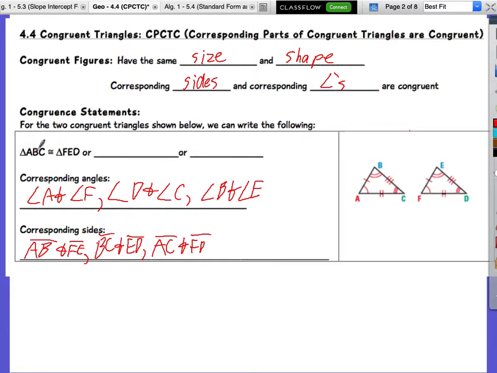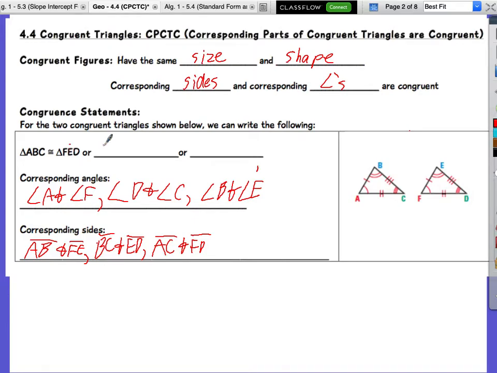The second letter B, what did angle B correspond with? Angle E. What's the second letter of the second triangle? E. So the second letters correspond too. The third letter C, angle C corresponded with what angle? D. Angle D is the third letter. Do you guys think that's a coincidence? No. The first letters correspond, the second letters correspond, and the third letters correspond.